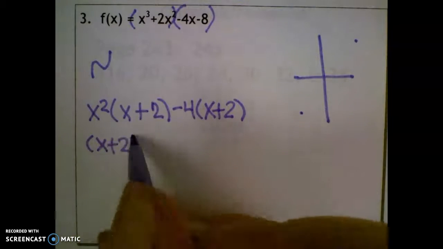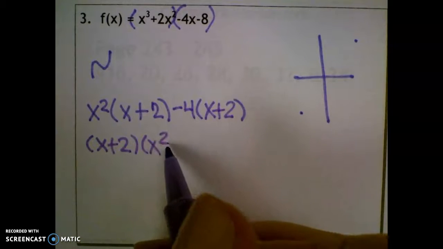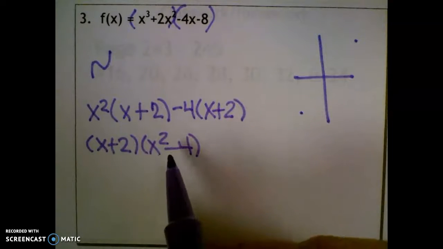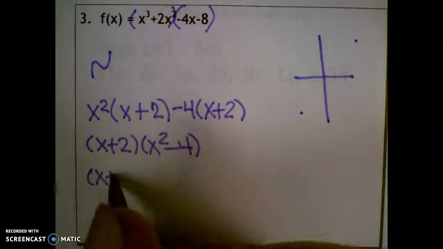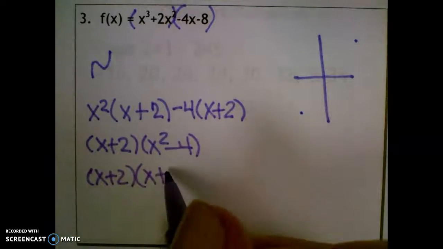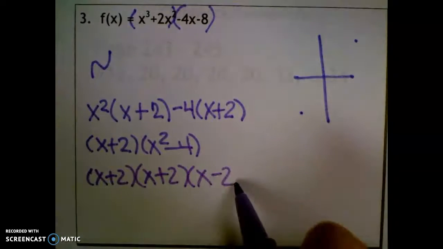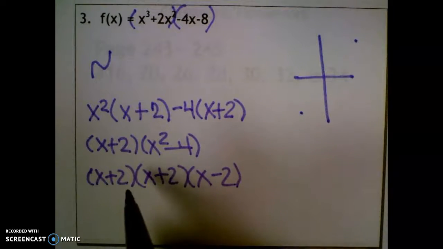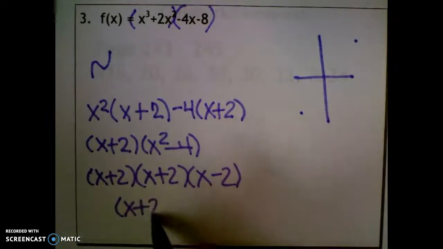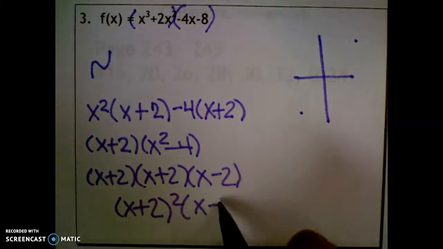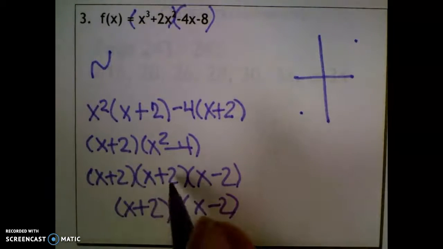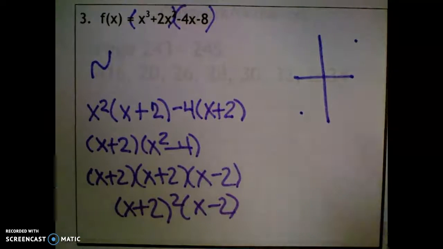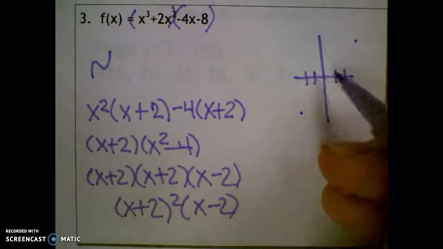And then when I take out the x plus 2, I'm left with the x squared minus 4. Now, it looks done, but don't forget, x squared minus 4 is a difference of squares. So x plus 2, x minus 2. Now, that's important because look, you have 2 x plus 2's. You have to put them together because here they're to the first power, here they're to the second power. That changes the multiplicity. So my x-intercepts are 2 and negative 2.